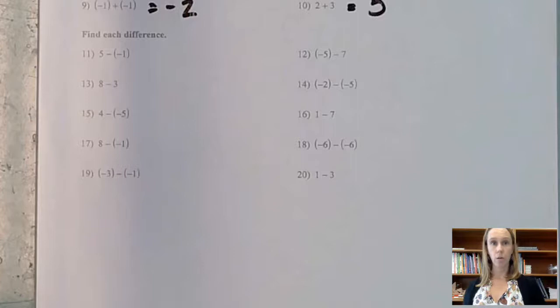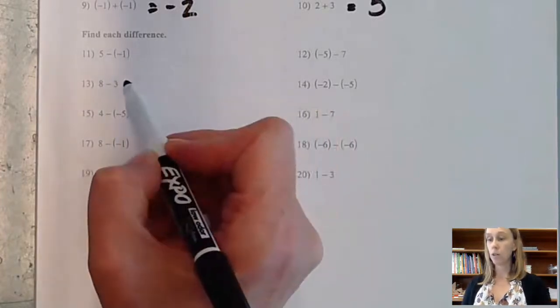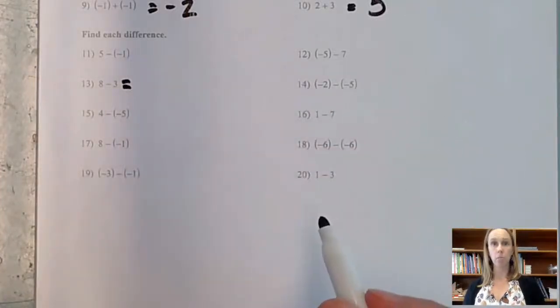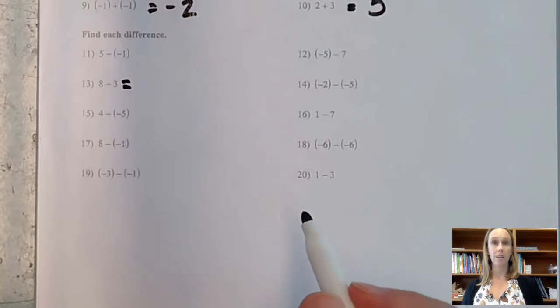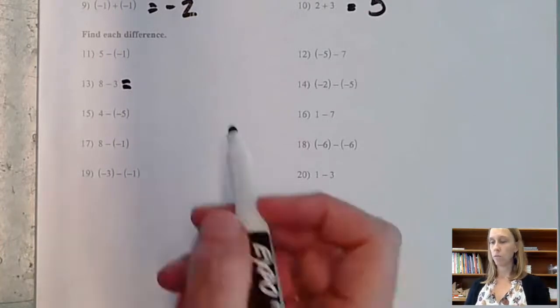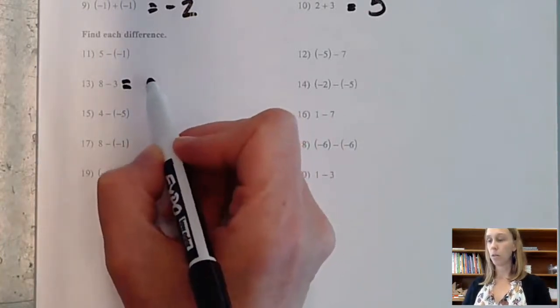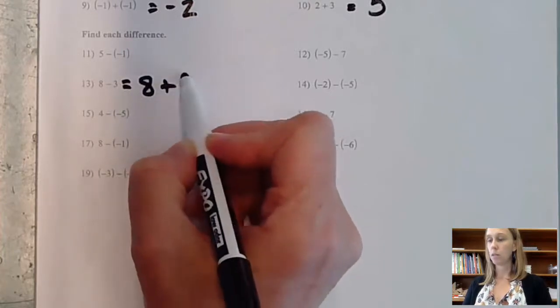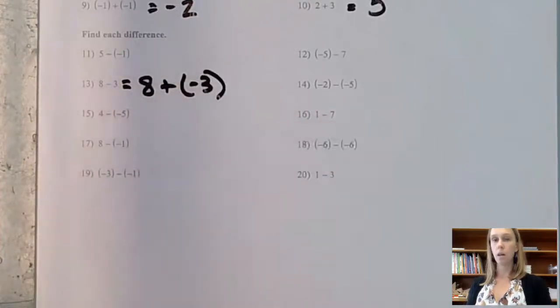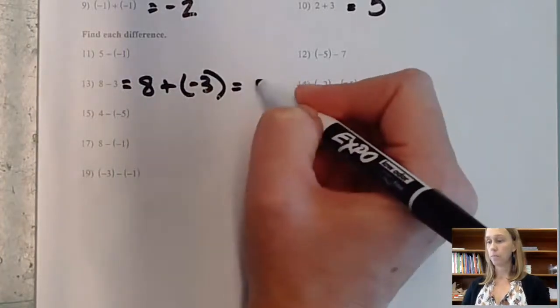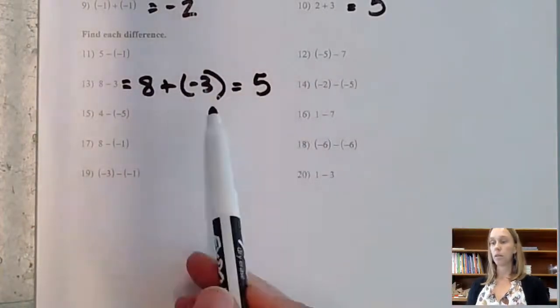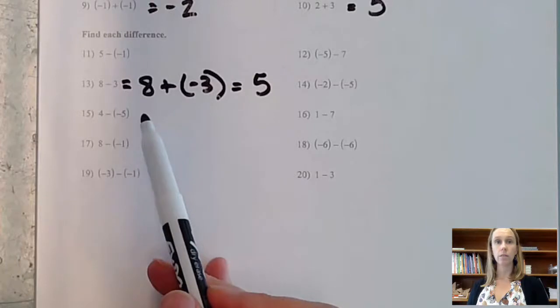I noticed yesterday a lot of you didn't rewrite the problem as addition, and sometimes that gave you the wrong answer. So if you didn't, for number 13, we're going to write 8 plus negative 3. I have to go back to my addition rules. The signs are different, so I'm going to take the difference between 8 and 3, and that is 5. And since 8 is greater than 3 and 8 is positive, then the answer is positive 5.